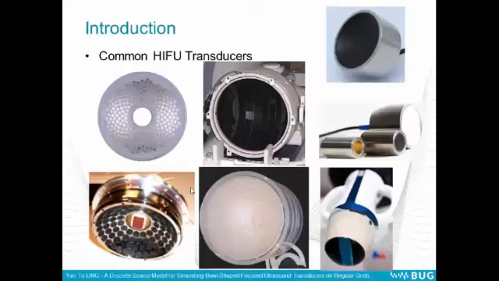Here are some common HIFU transducers. They are all bowl-shaped. Those on the right-hand side are all single-element transducers. Those on the left-hand side are all multi-element arrays with circular elements. And those in the middle are multi-element arrays with irregular elements.